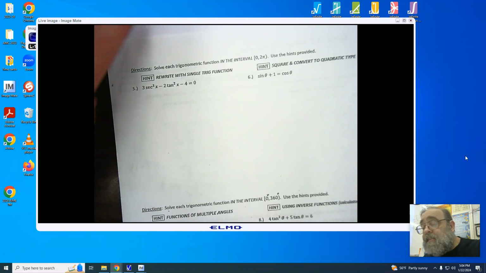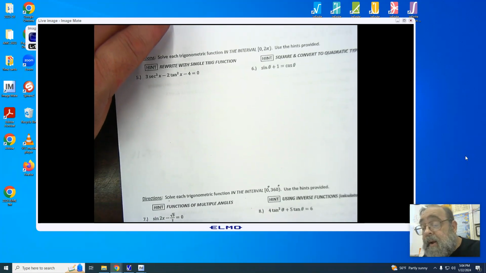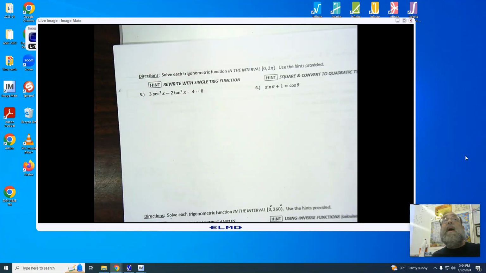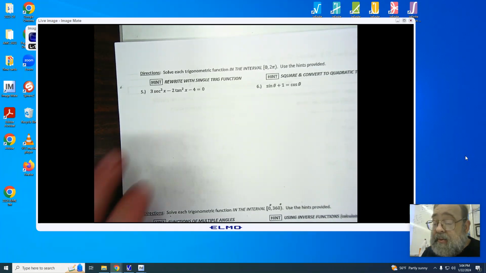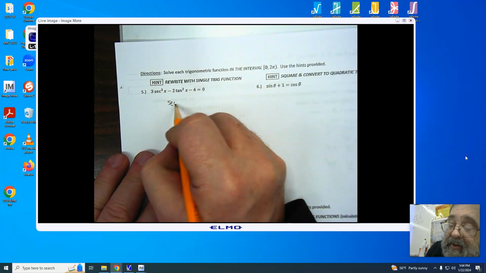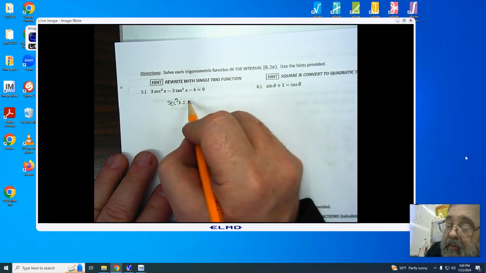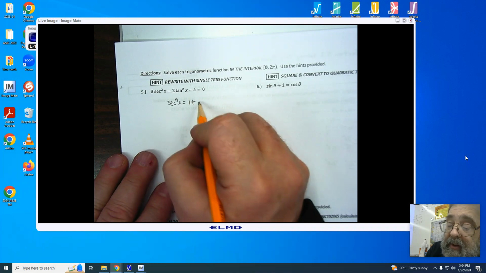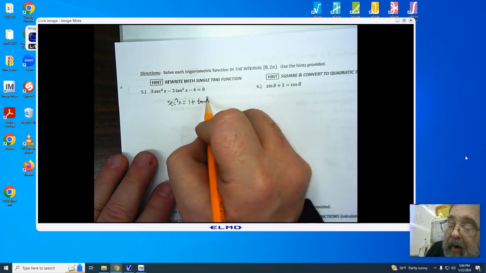Now, sometimes we have to become a little bit more creative, and there's no way around the fact that we're going to have to use some of our identities. As a result, I'm going to make sure that I recall that the secant squared of x is equal to 1 plus tangent squared x.